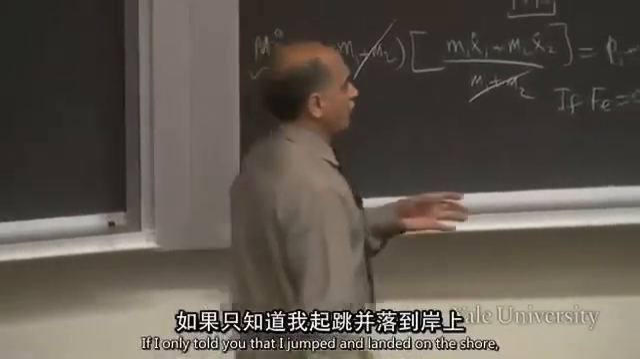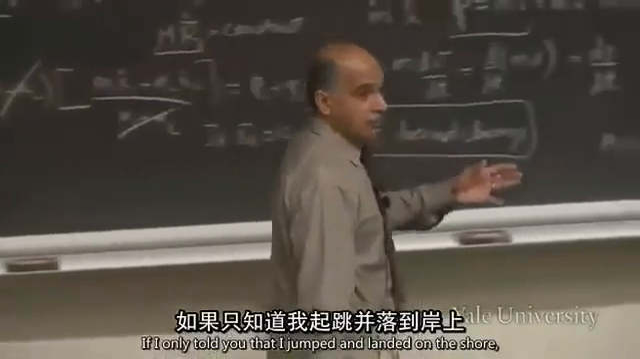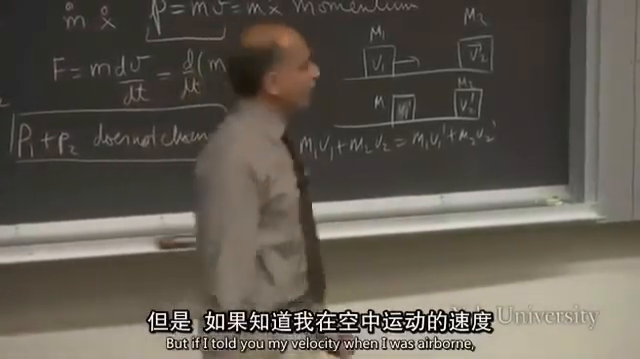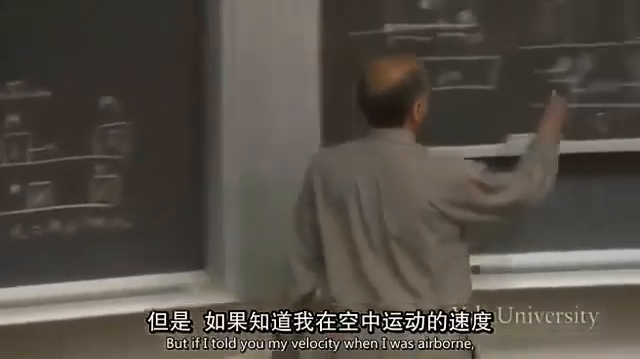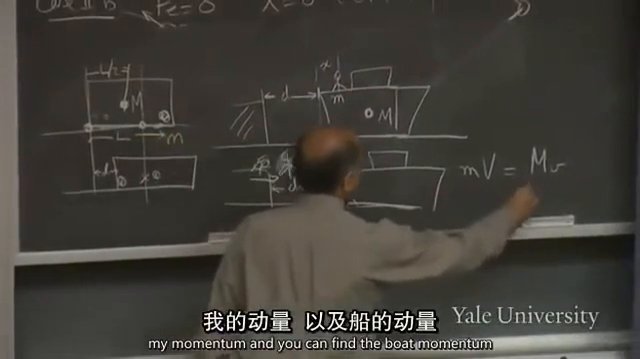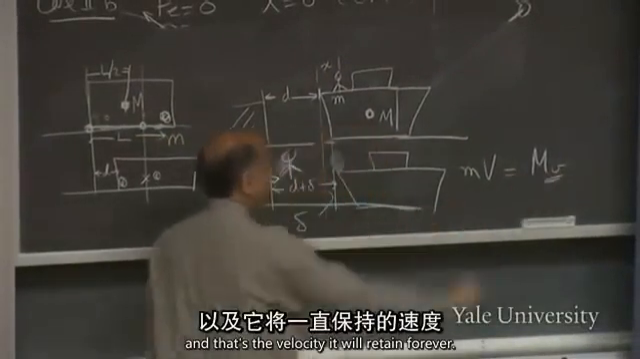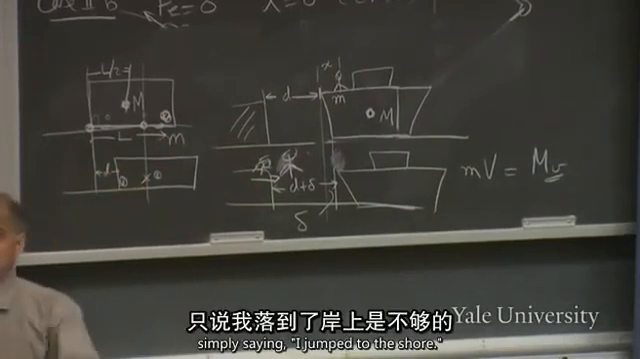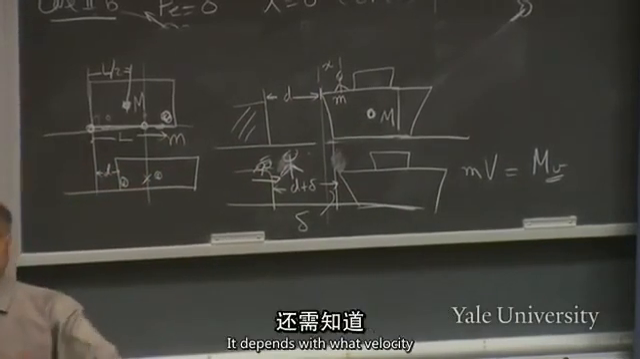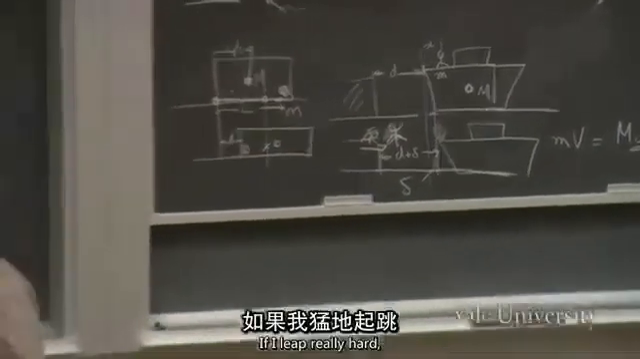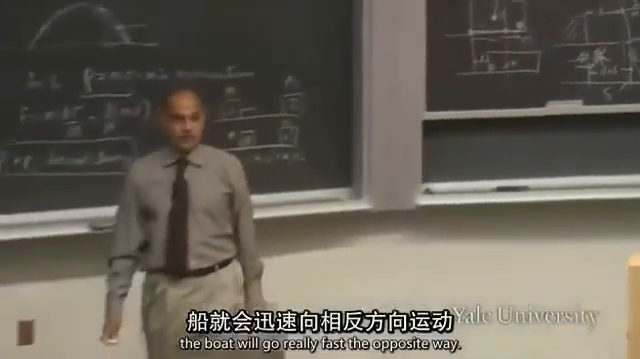If I only told you that I jumped and landed on the shore, that's not enough to predict how fast the boat is moving. But if I told you my velocity when I was airborne, then of course I know my momentum, and you can find the boat's momentum, and that's the velocity it will retain forever. So you need more information than simply saying I jumped to the shore. It depends with what velocity I left the boat and landed on the ground. If I leap really hard, the boat will go really fast the opposite way.